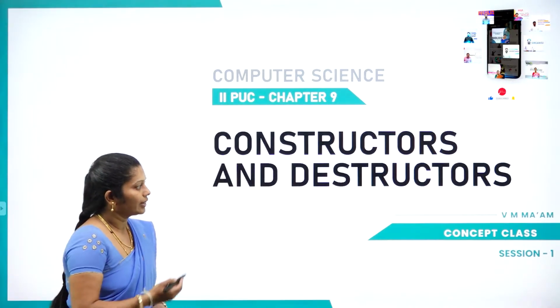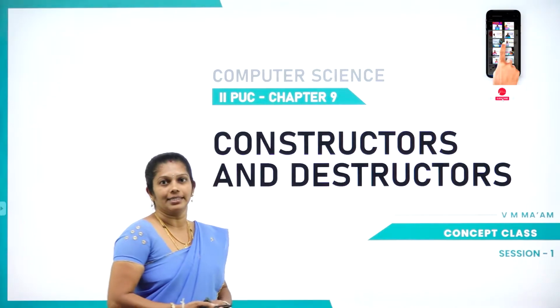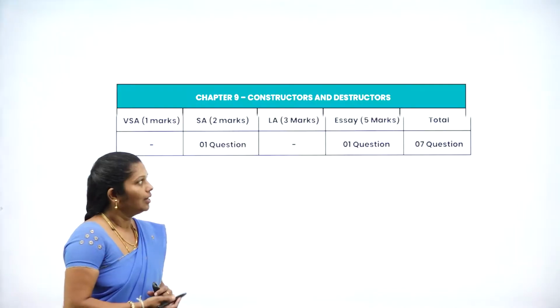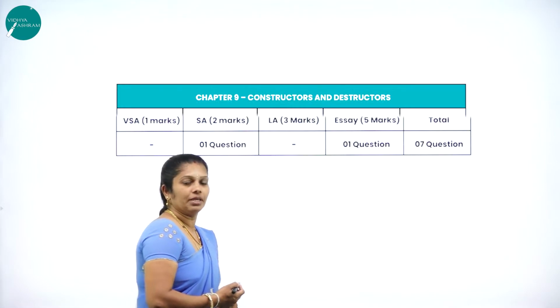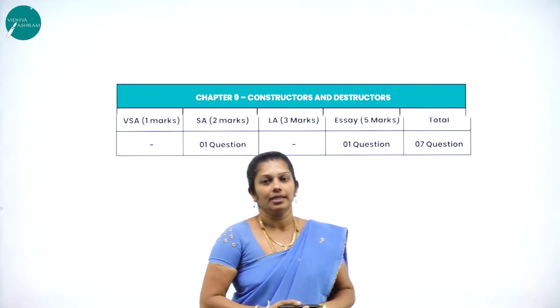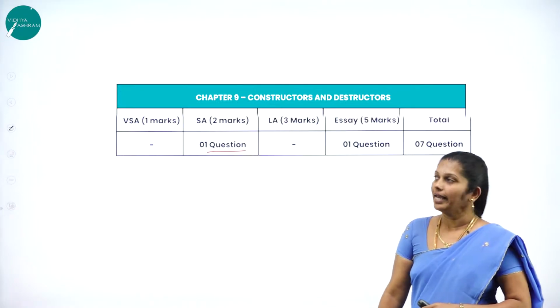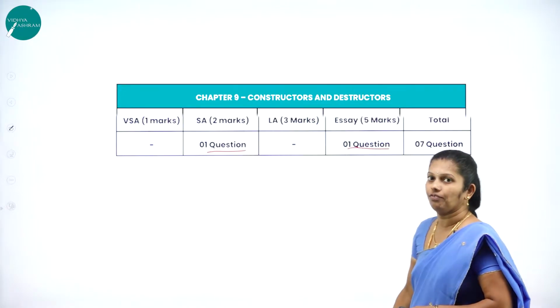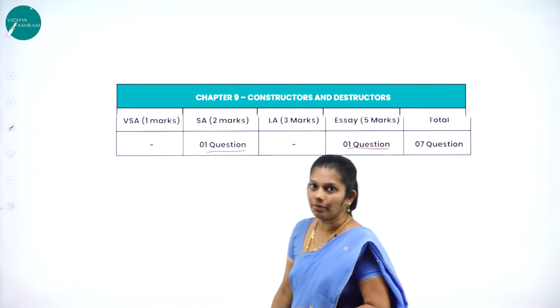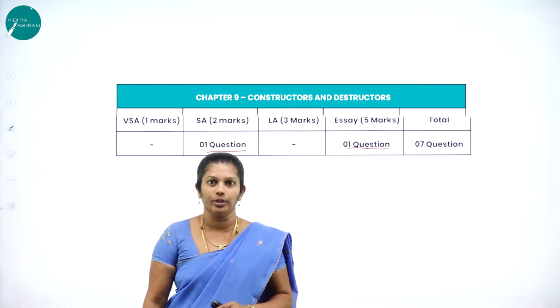Today, we want to start with the first session of the Constructor and Destructor chapter. In the annual exam, from this chapter you will get only 2 questions. That is, from part B, 1 question for 2 marks, as well as in part D, 1 question for 5 marks. In total, 7 marks you will get from this chapter in the annual exam.